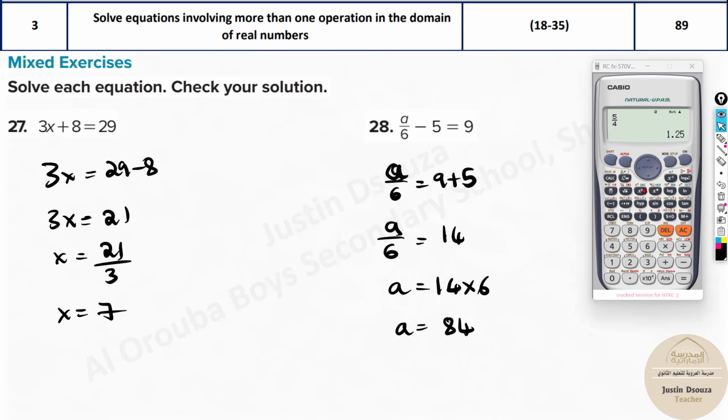Now, another thing is you can directly check the answer. Even if you do it correctly, you can check your answer. It's x divided by 6 minus 5 equals 9. Shift and solve. The answer is 84. Even over here you can check, you'll get the correct answers.